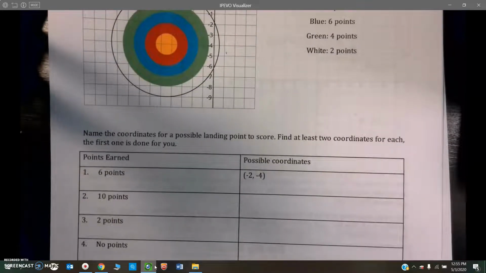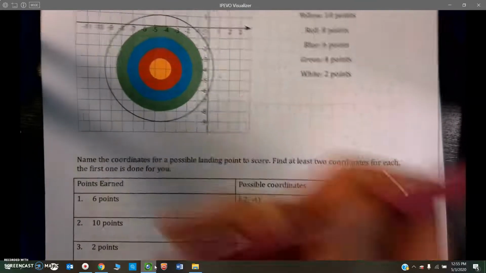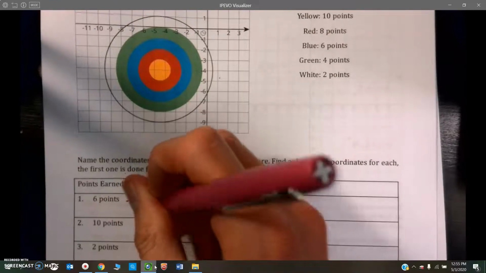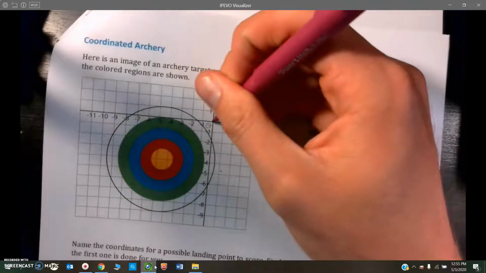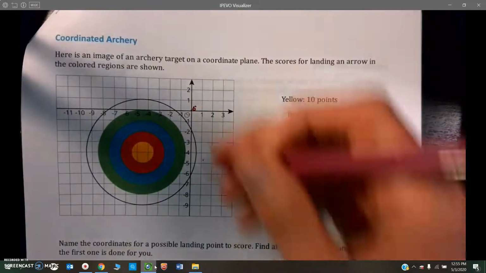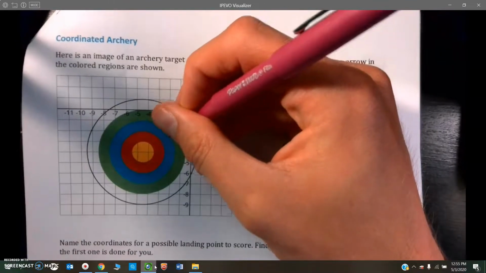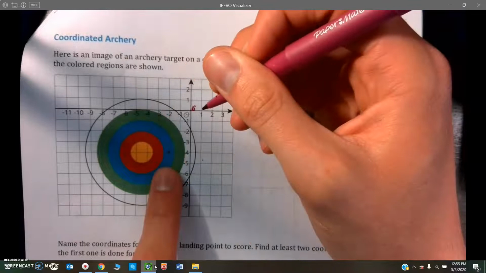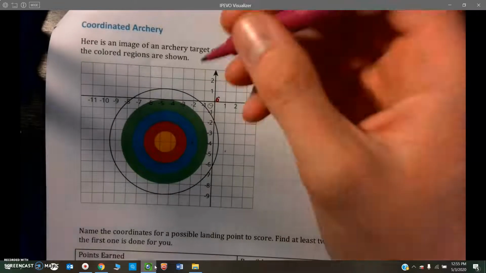It says name the coordinates for a possible landing point to score. Find at least 2 coordinates for each. The first one is done for you. So 6 points is blue. They said -2, -4. Here's 0 up here. Important to note, that's your origin, 0. And so -2, back 2, and then it says -4, which is down 1, 2, 3, 4. So that's right there, and we can see that that would land us on blue. So yep, I agree, that would get us 6 points.